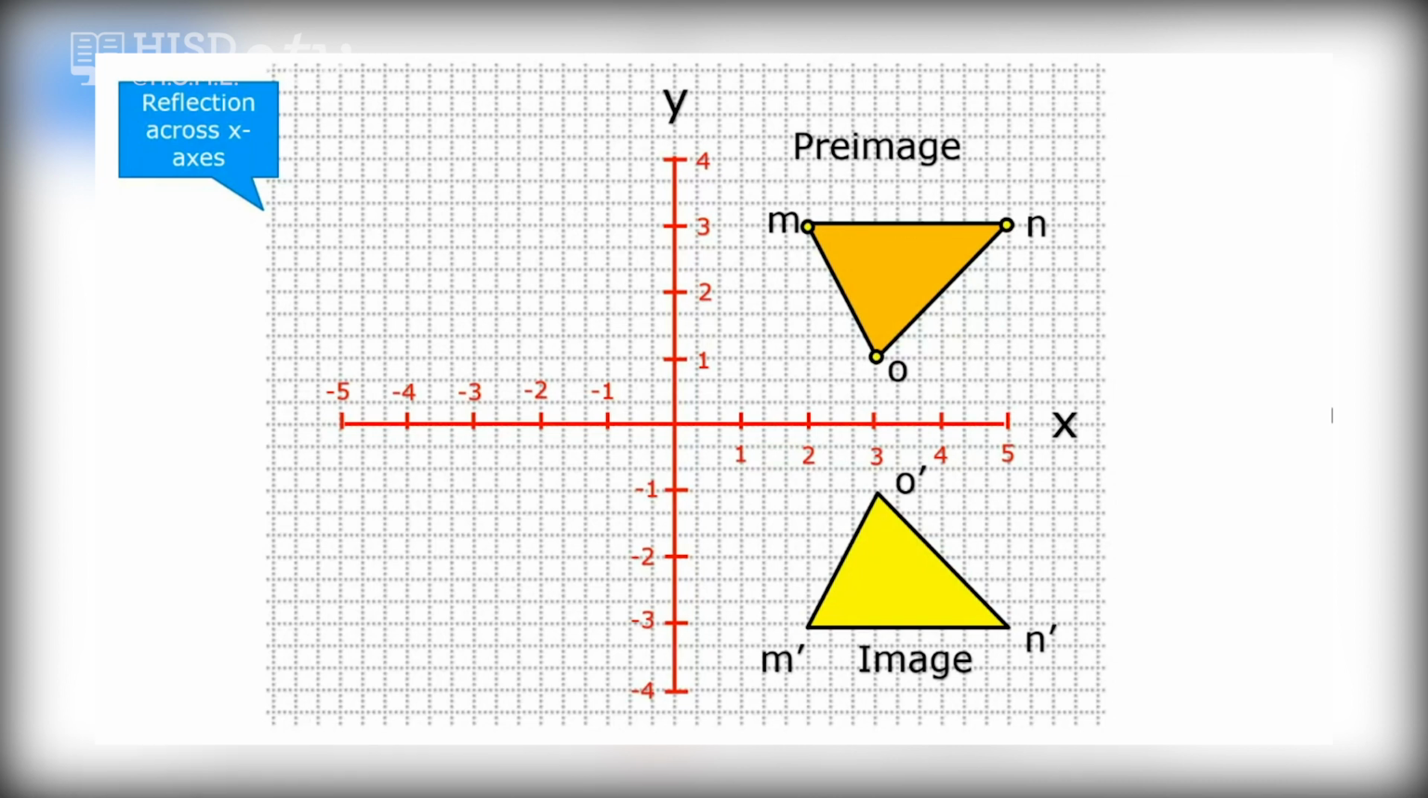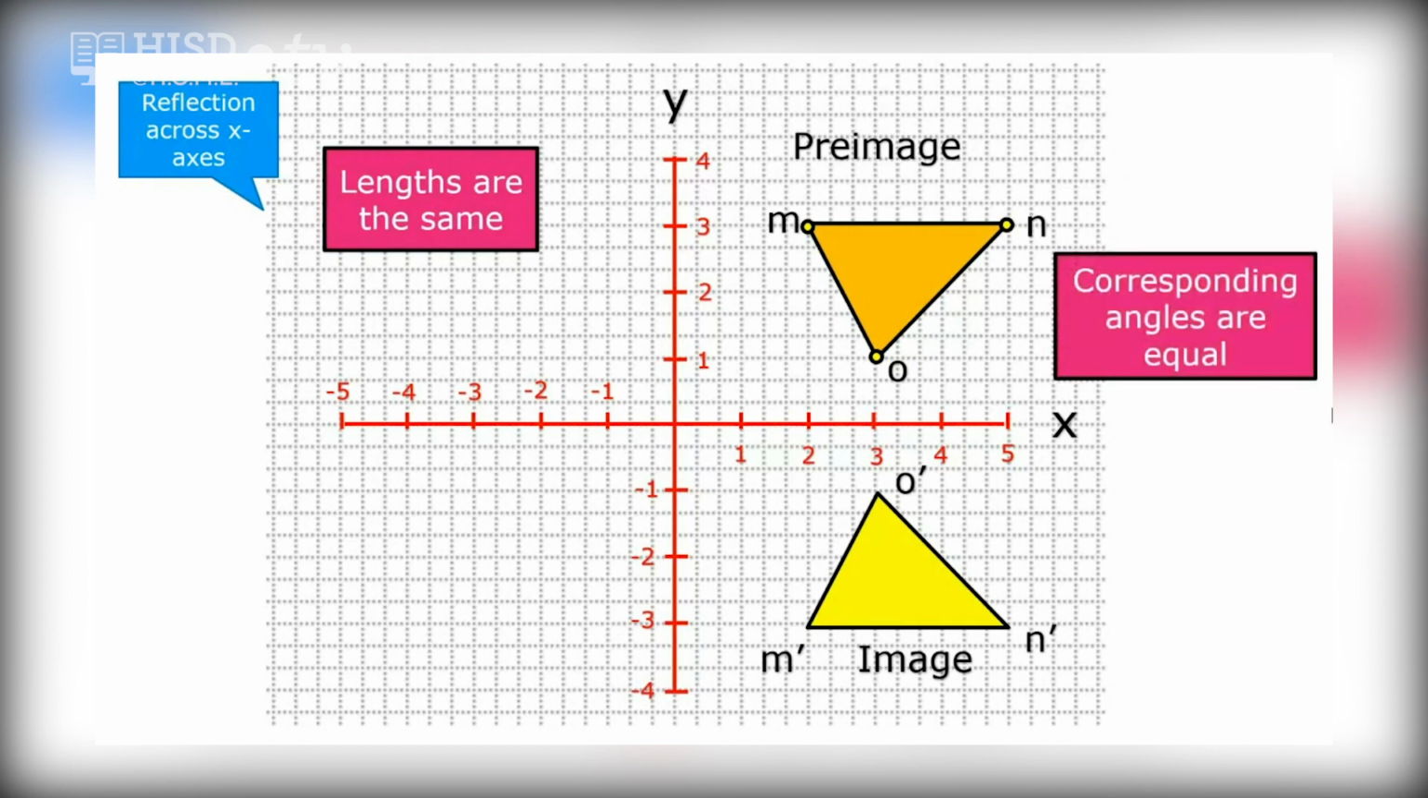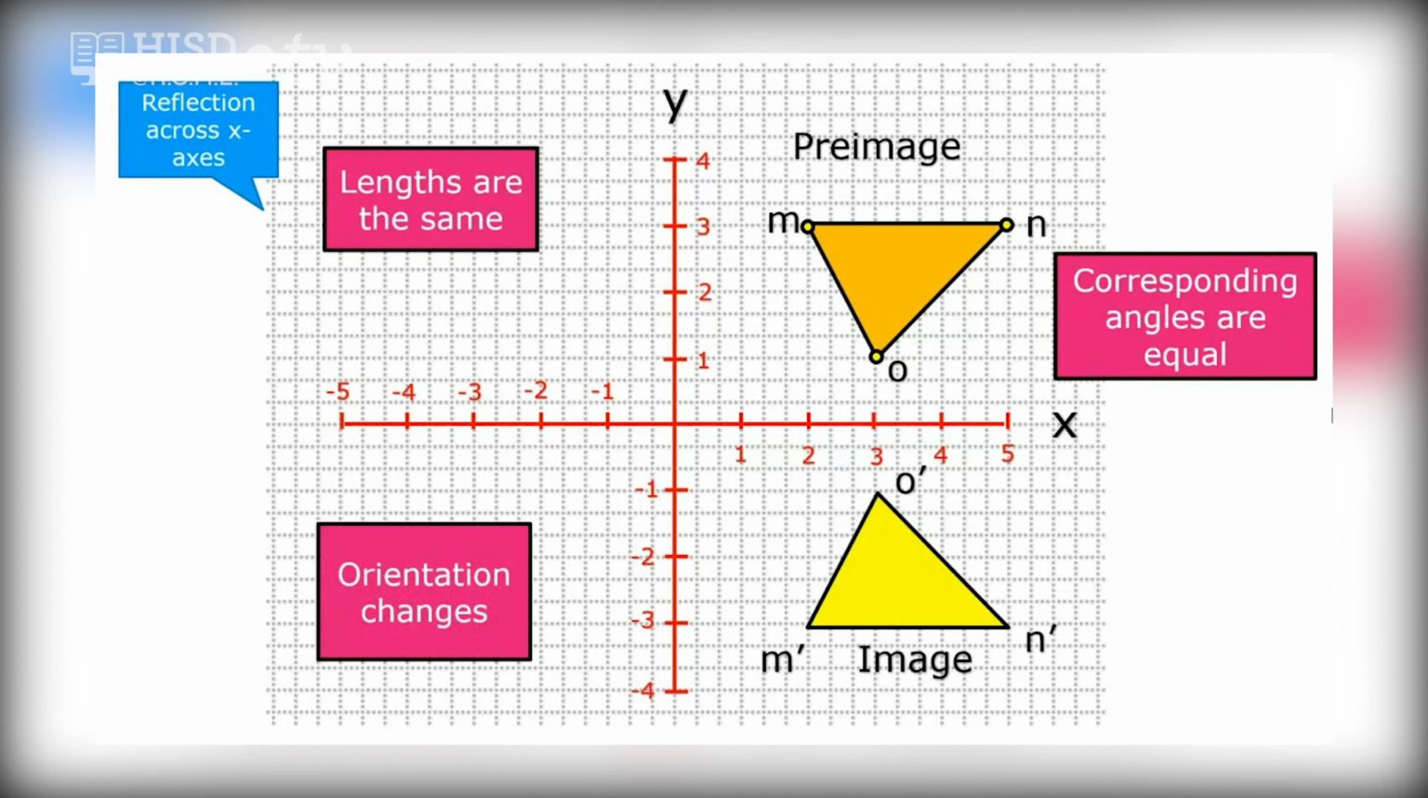And now that we saw how we did the reflection of this triangle, we can see some key properties of this transformation. The first one is that the length of the sides of the triangle remain the same. The corresponding angles are congruent, which means that they remain equal. And the last thing is that the orientation of the image changes. This is a transformation that changes the orientation of a two-dimensional shape.